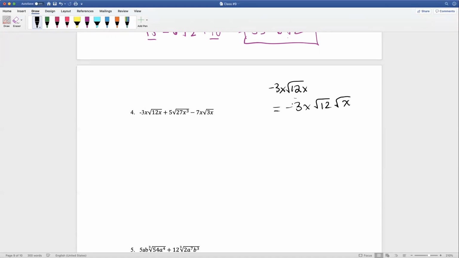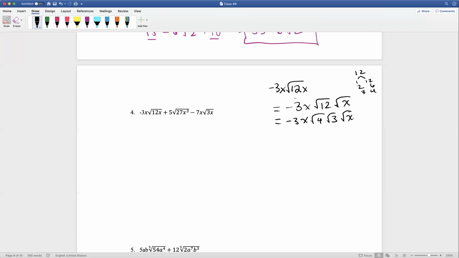So 12, 1 and 12, 2 and 6, 3 and 4. 4 is a perfect square factor, so we can rewrite it like this. Negative 3x times the square root of 4 times the square root of 3 times the square root of x.